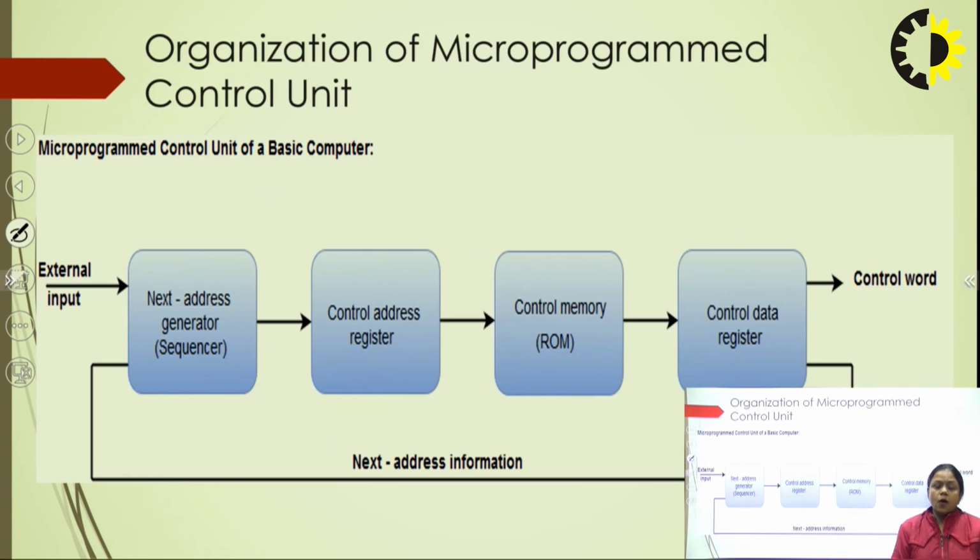Now this is the organization of the microprogram control unit. By this diagram we can understand how the microprogram control unit works. In this diagram you can see the control memory. The user programs are stored in a memory known as RAM. And RAM will store what? User programs.